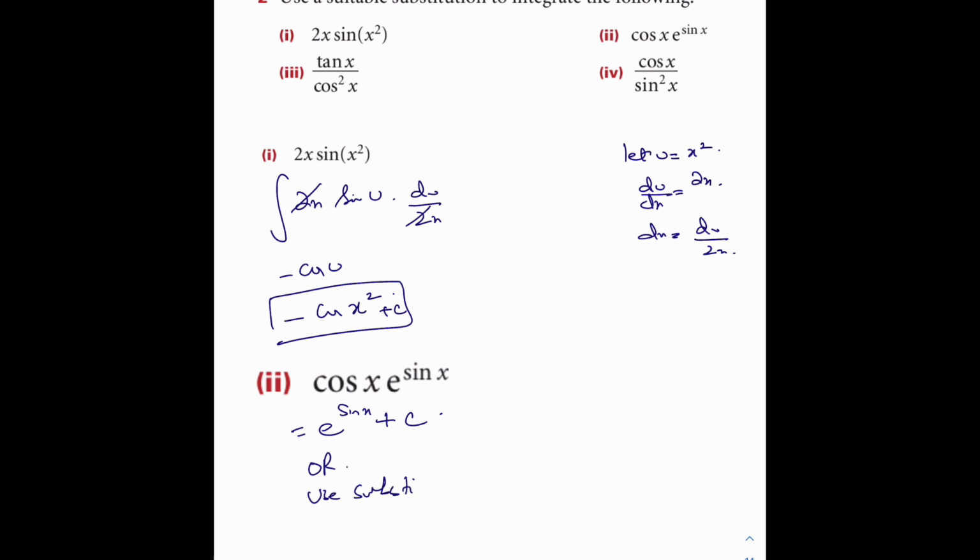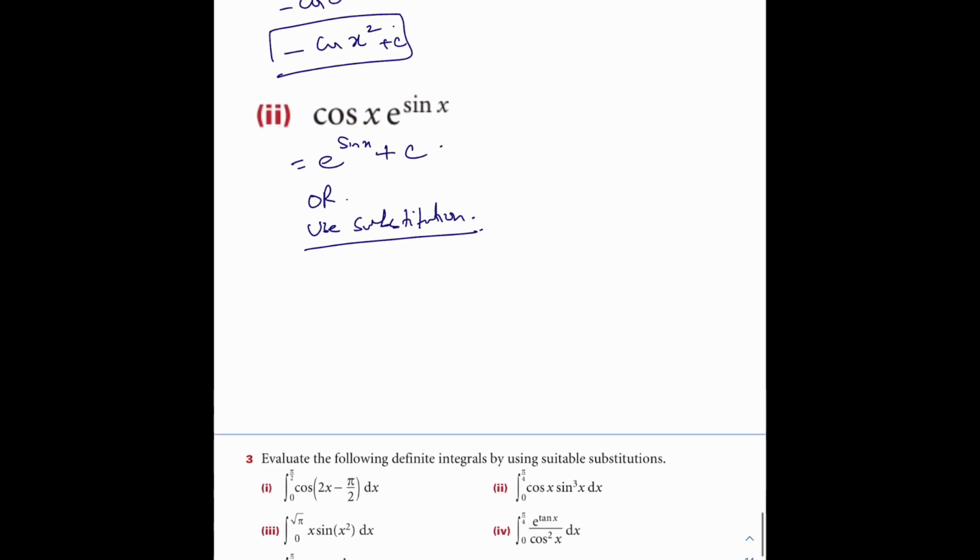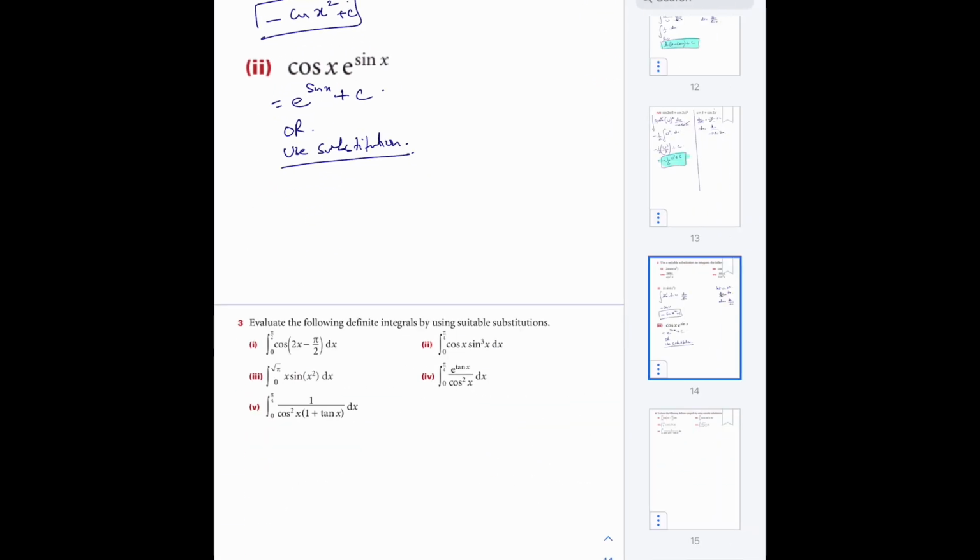I would do it directly because I know this technique, which works specifically with e. If you see that e has a power and the derivative of this power is found here, the integration of this whole thing is going to be e to the power sin x only. So I've done it directly, but if you want to use substitution, how will you use the substitution? That's the question.